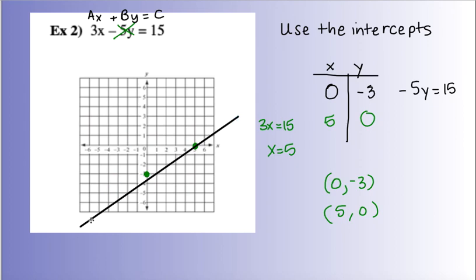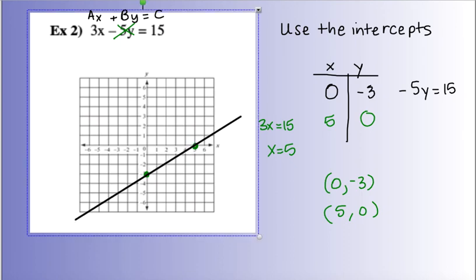Mine's a little off, so let me fix that. Again, we want to go off the graph and make sure we put arrows at the end of our line. I always really recommend you use a ruler for lines. If you think about it, your slope would be up 3 and to the right 5. So my slope is going to be 3/5.